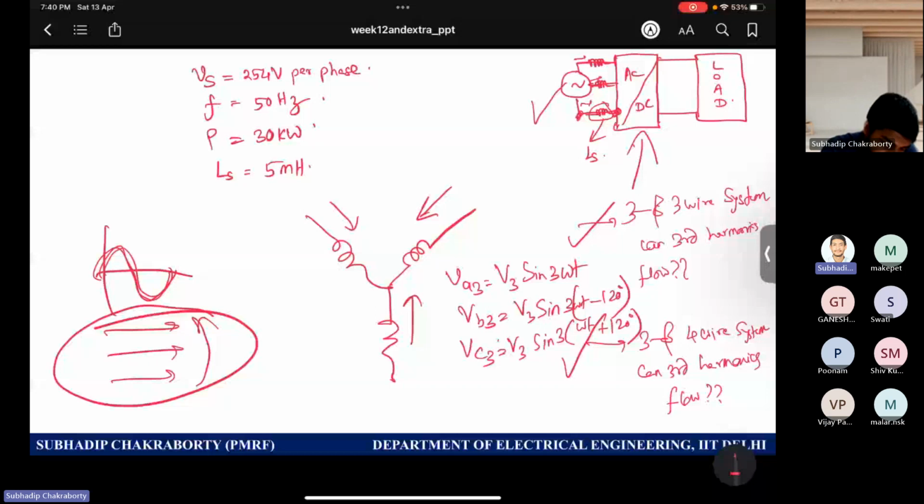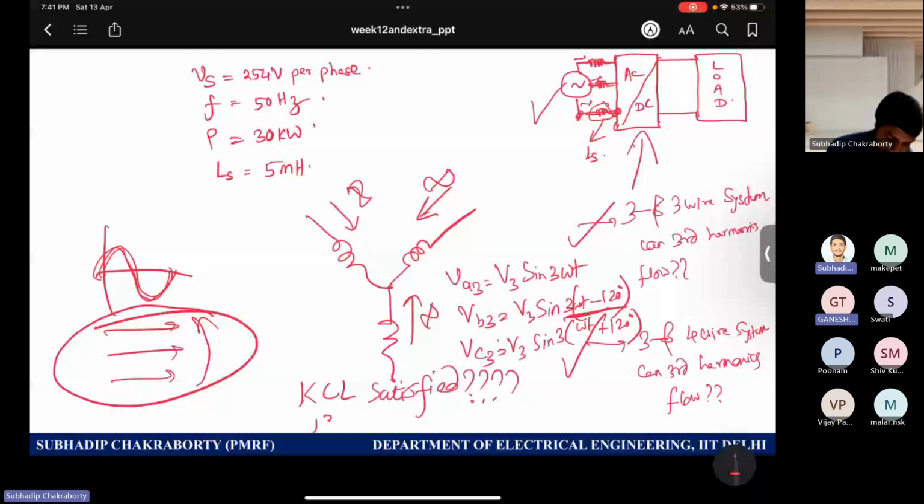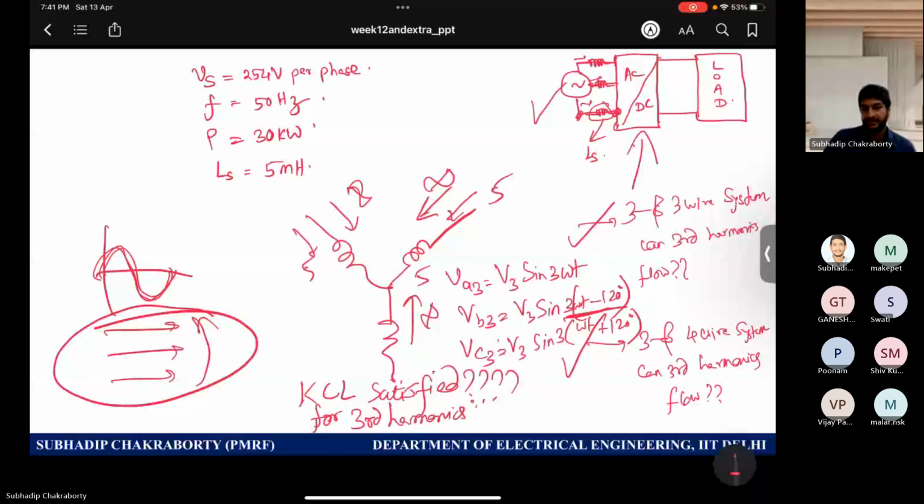So if these kinds of currents flow in these three phases in a three-phase, three-wire system, does it satisfy Kirchhoff's current law? Is KCL satisfied or not for the third harmonic? No, sir. So it cannot be, right? The current cannot flow because the electrical network naturally restrains such harmonics.